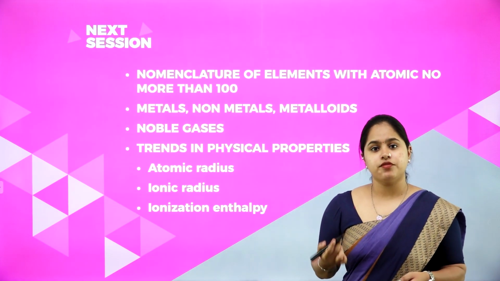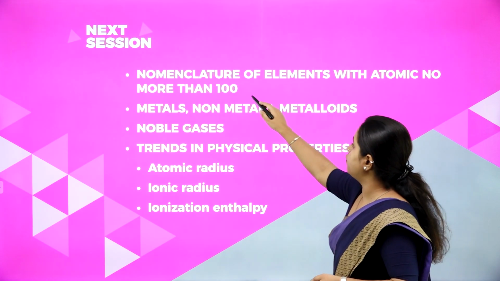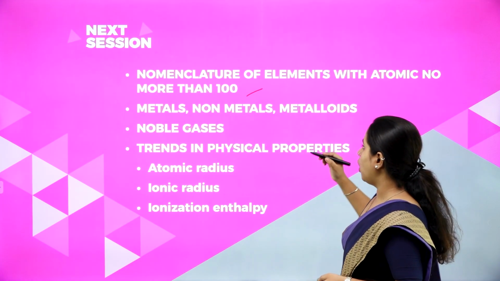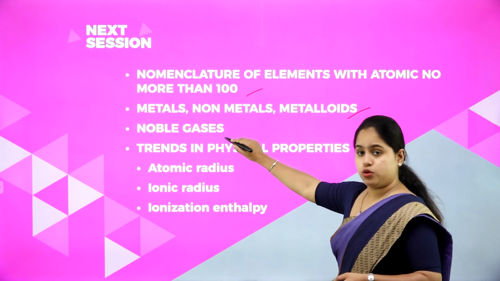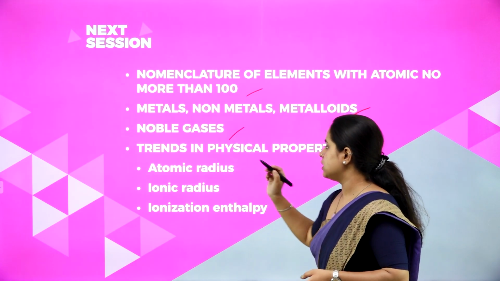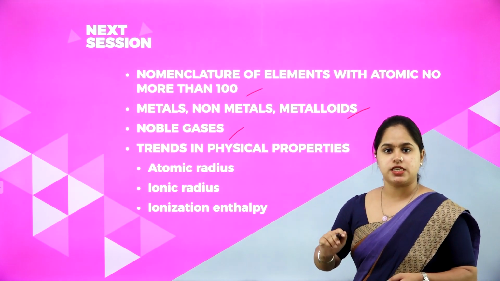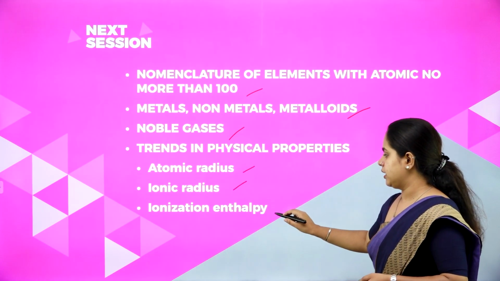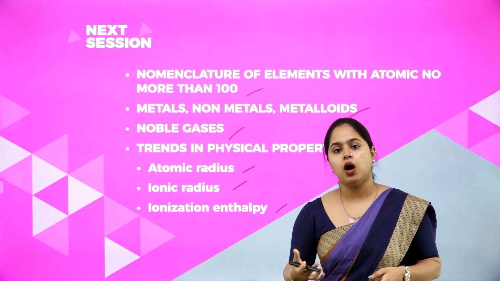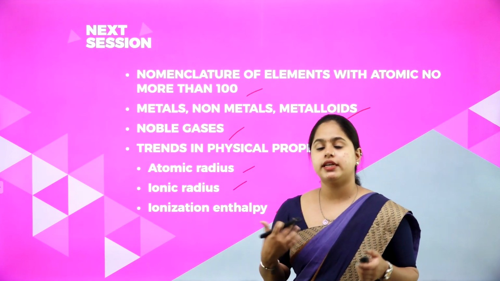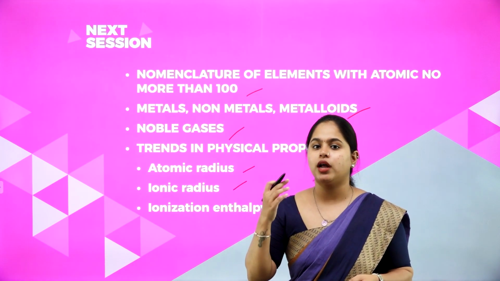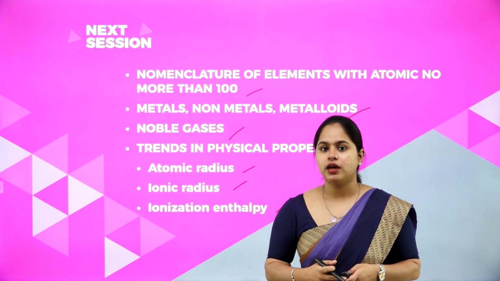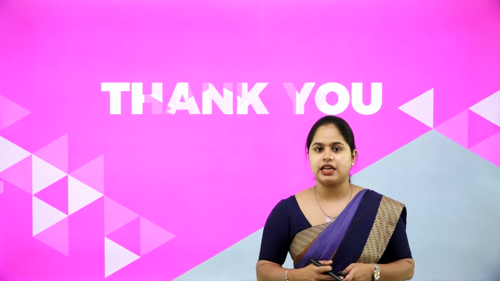So, in the next session, we will be discussing nomenclature of elements with atomic number more than 100, metals, non-metals and metalloids, and noble gases and trends in physical properties, in which we will be studying the trends in these three, that is atomic radius, ionic radius and ionization enthalpy, how they will change along a group or along a period. We will be studying that in the next session. So I hope what we have discussed in this session is clear for you.